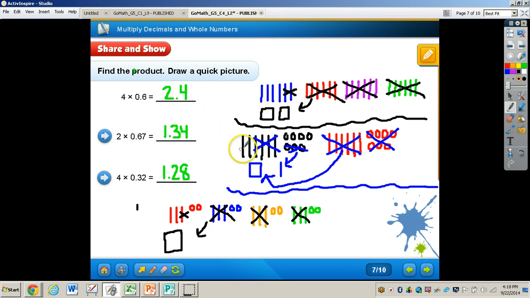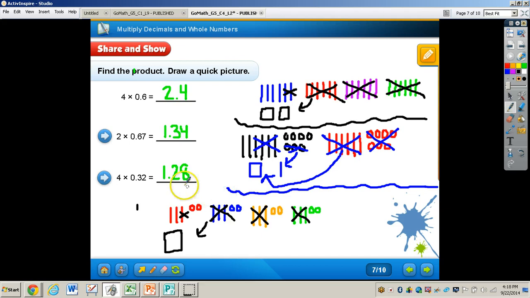And then we have 67 hundredths times 2, so 2 groups of 67 hundredths. I added my hundredths together. I had to regroup, making 1/10. Then I added my tenths together. I had to regroup, making 1 whole, for a total of 1 and 34 hundredths.